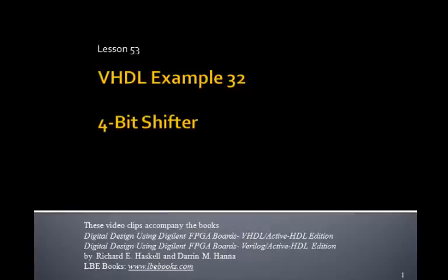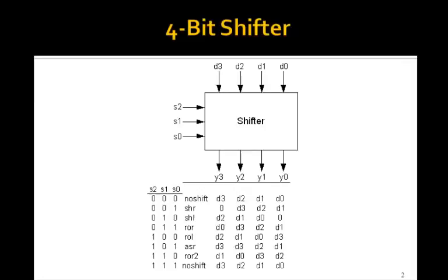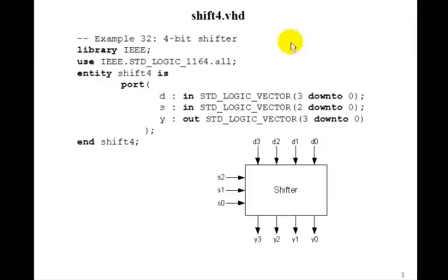This is lesson 53, VHDL example 32, and in this example we'll design a 4-bit shifter. We saw this one in the previous lesson, and we had 4 Ds coming in, and the outputs Y are various shifts of D depending upon the value of the 3 control lines S2, S1, S0. To do this, we will write the entity in VHDL.